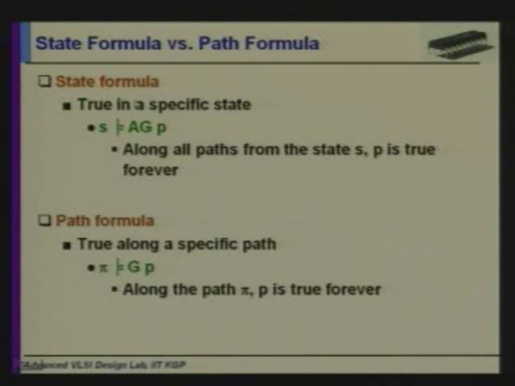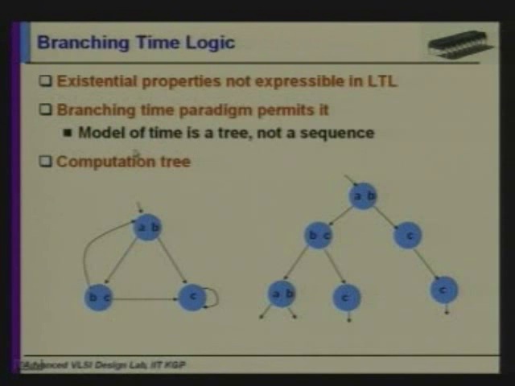That is where CTL comes into the picture. But intuitively, it is difficult to write formulas using CTL. That is why people prefer LTL. Now, what is meant by this formula is that along all paths from the state S, P is true forever. Okay, let us see some example that will make it easy to understand.